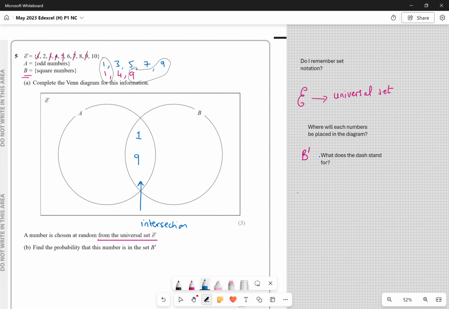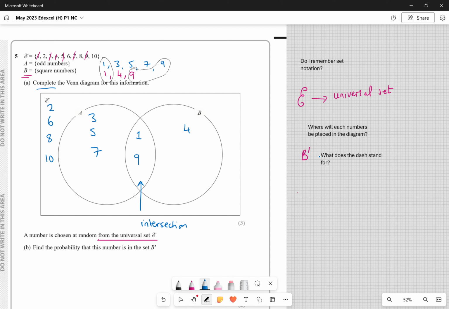In set A, what do we have left then? We have 3, 5, and 7. And in set B, we have 4. What happens to the numbers that we haven't used from the universal set? Well, they are still members of the universal set, but they don't belong to either of these subsets, so they remain outside of the 2 subsets, but within the universal set. Okay? And now we've done what they've asked us to. We've completed the Venn diagram for this information.